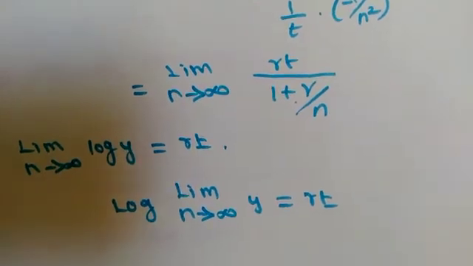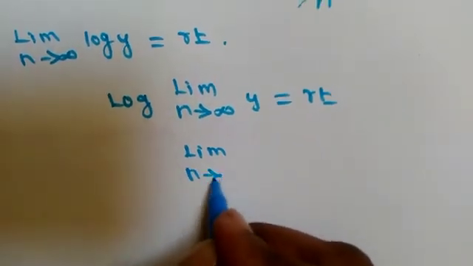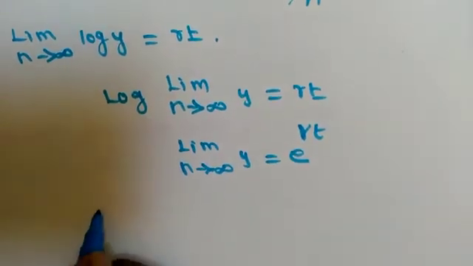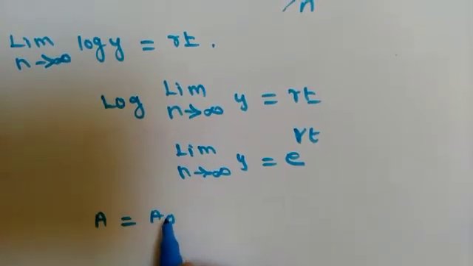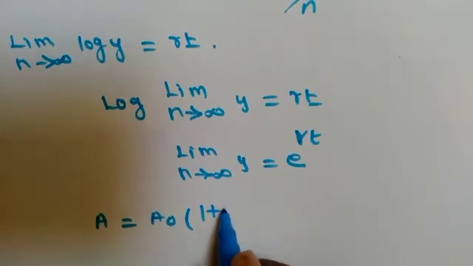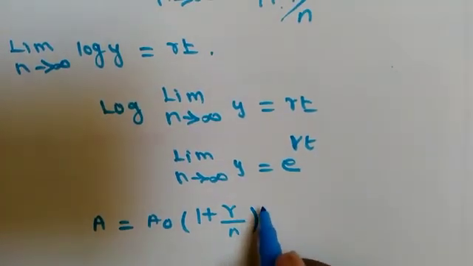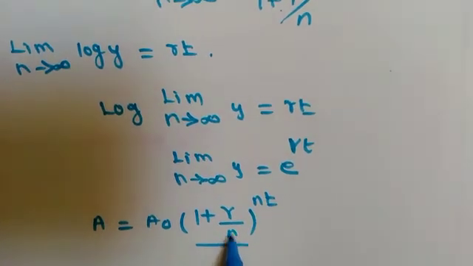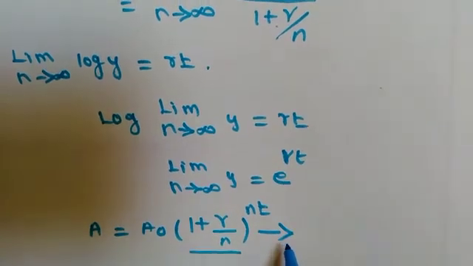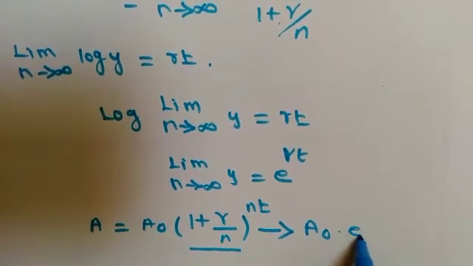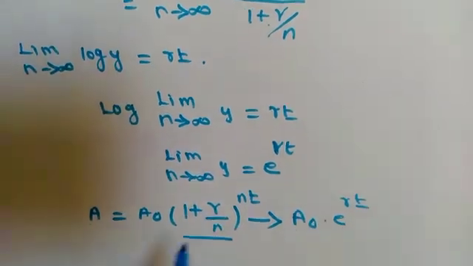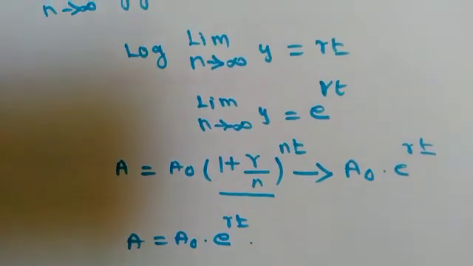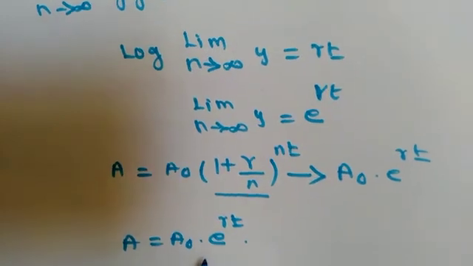This log goes to the other side, what you get? Limit n tends to infinity of y is equal to e^(rt). y = e^(rt). But in the given question, what is given? A = A0 (1 + r/n)^(nt). That is given, no? So in this part we assumed that to be y. After applying the limit, what you get? e^(rt). So from this we get A0 into e^(rt). So we proved this result as e^(rt). So finally A = A0 e^(rt) will come. So this result we have proved: A = A0 e^(rt).